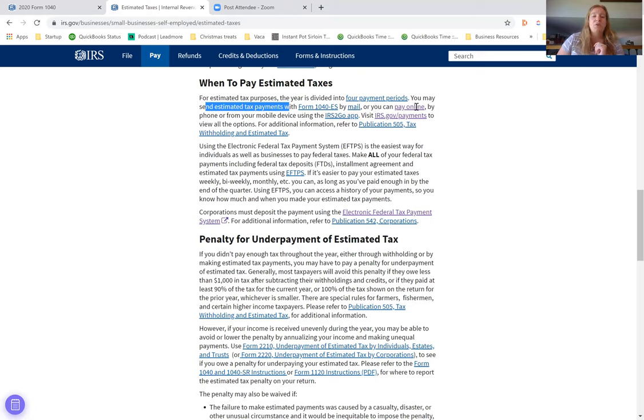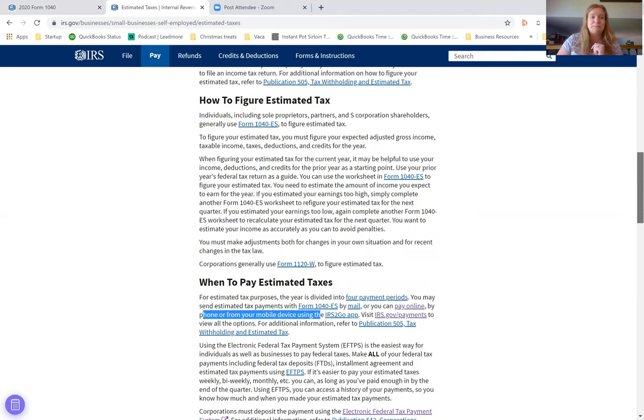They do have a section here where you can pay online. They've got a portal. You can pay by phone or by your mobile device using the IRS2Go app. You can visit irs.com/payments to view all the different options. So you have electronic options for making that payment. Just know that that is out there and that's available.